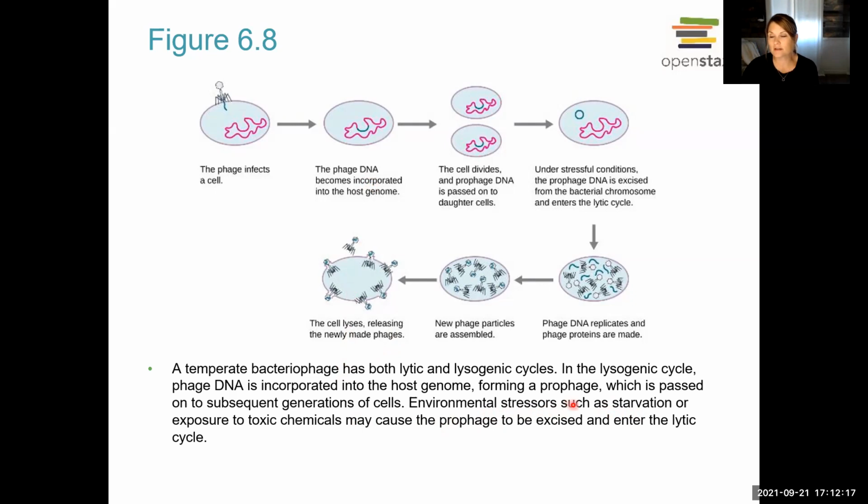So the stressor isn't a stressor on the virus, it's more of a stressor on the bacteria cell, so starvation or toxic chemicals. It's going to notice that the bacteria cell, its host, is not doing very well. And so then it's going to pop out and start replicating and burst out of there before the cell dies. Okay, makes sense? So that's pretty nifty that it would know to do that, right?